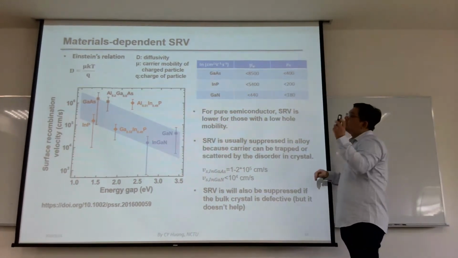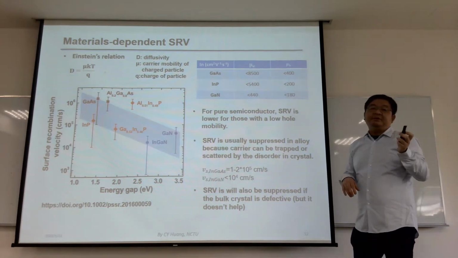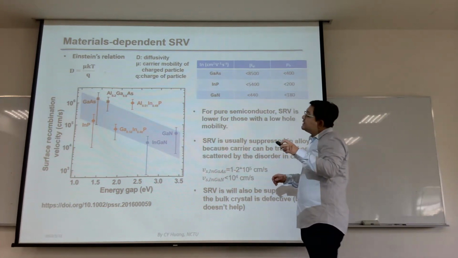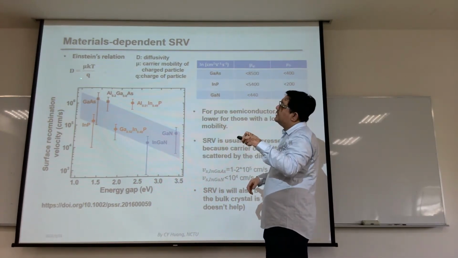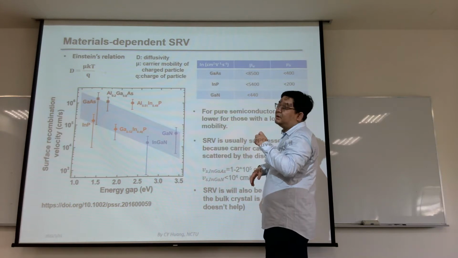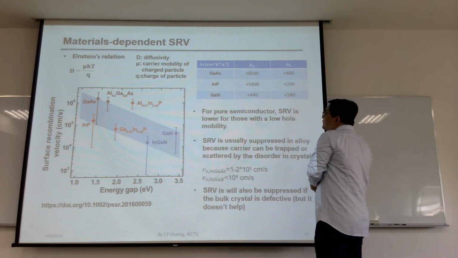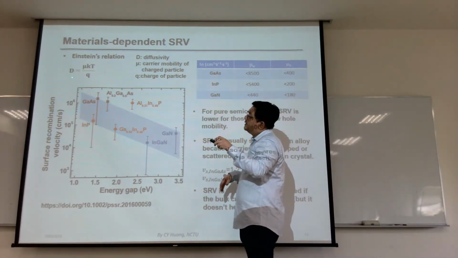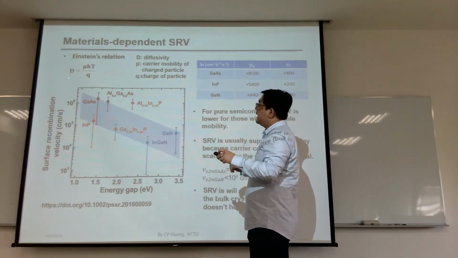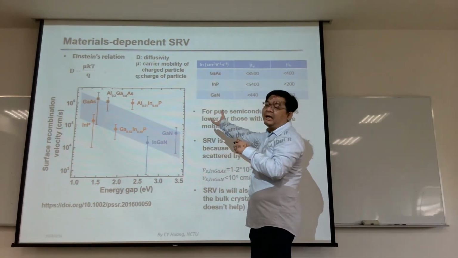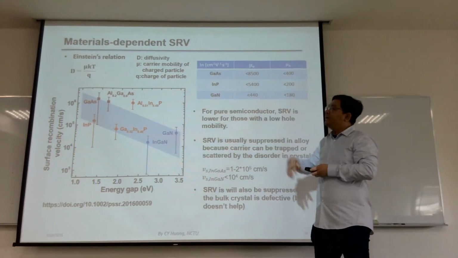Okay, so the surface recombination is very material dependent. This is Einstein's relation between diffusivity and the electron mobility. We write D equal to mu kT over q. So the diffusivity is proportional to the carrier mobility of the material as well. This is a magic equation, also an Einstein invention. We meet Einstein's inventions everywhere.